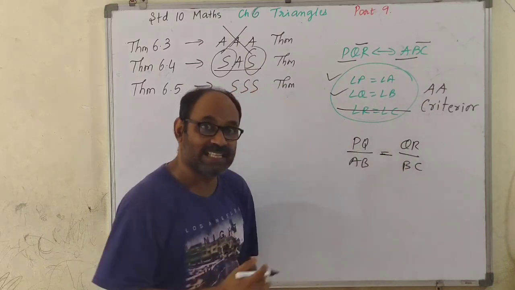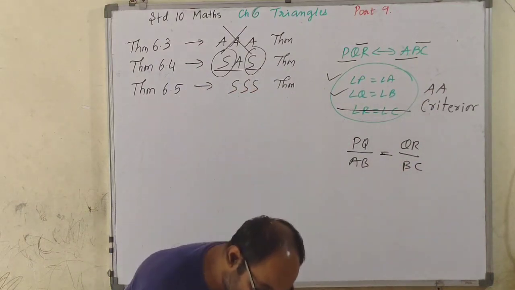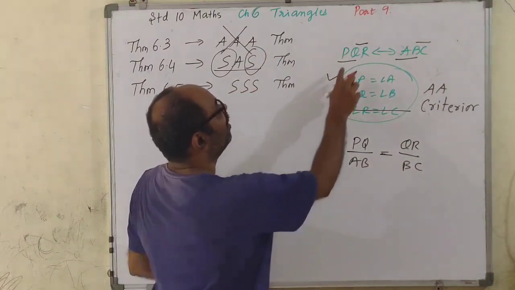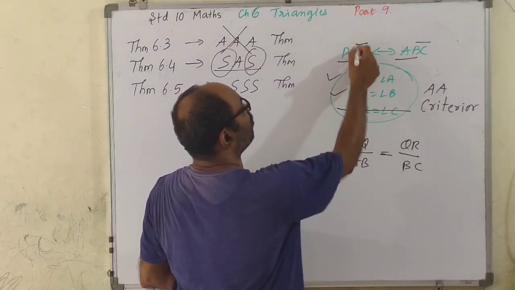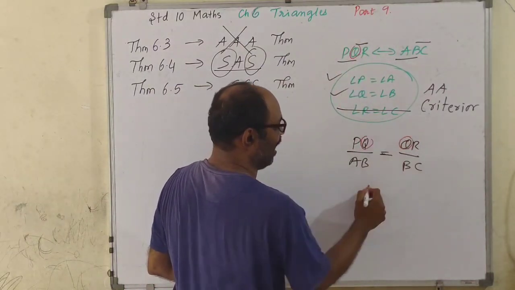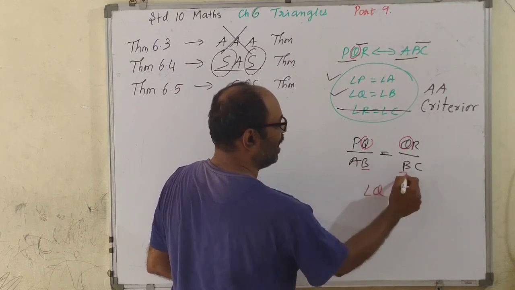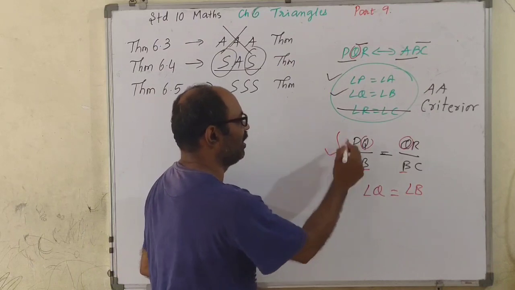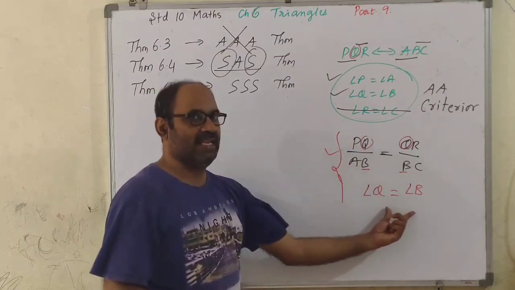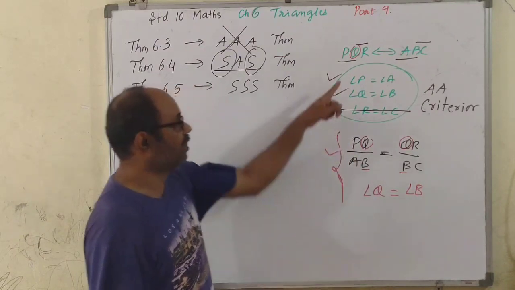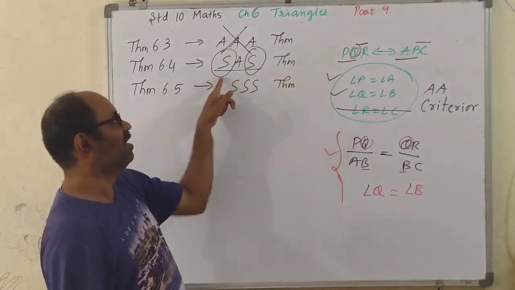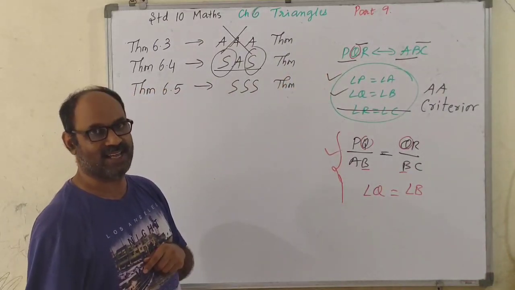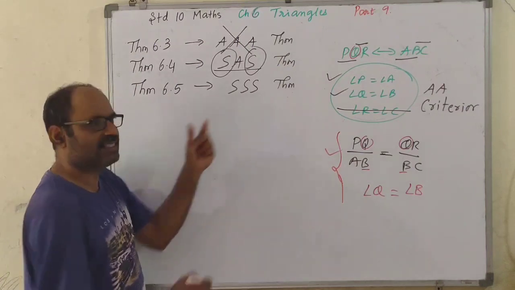Only two corresponding sides are in proportion, and the included angle between PQ and QR is angle Q. From here we also know angle Q is equal to angle B. Angle B is the included angle. So if two corresponding sides are in proportion and included angles are equal, then the correspondence is a similarity. This is the SAS theorem. And this is SSS.